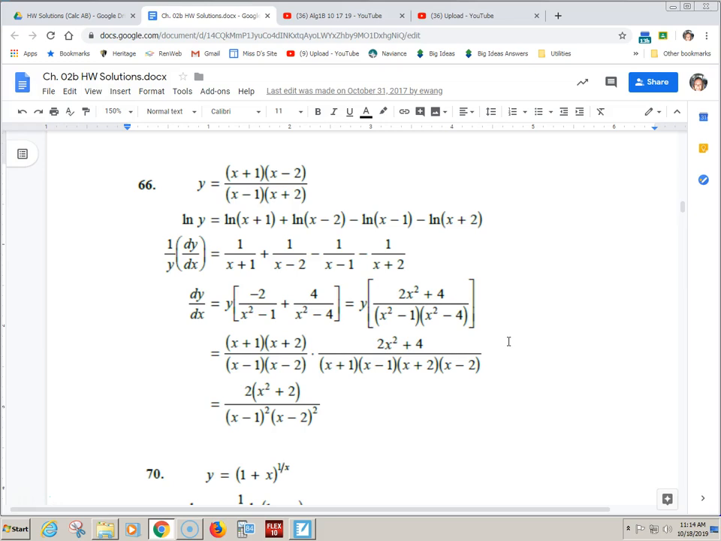1 over u times u prime. What? Where's the u prime? Times 1. Oh, it's 1. 1 over u times u prime, and u prime is 1, so it's just 1 over u. Oh, this was an easy problem. All the u primes were 1.